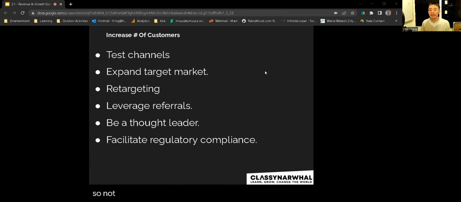So not to say that this is possible for every business, but consider, is there a way that you can advocate for and support adoption of a certain compliance or kind of best practice? And if so, possibly your solution will be a really well-positioned solution to address that market. Make sense?